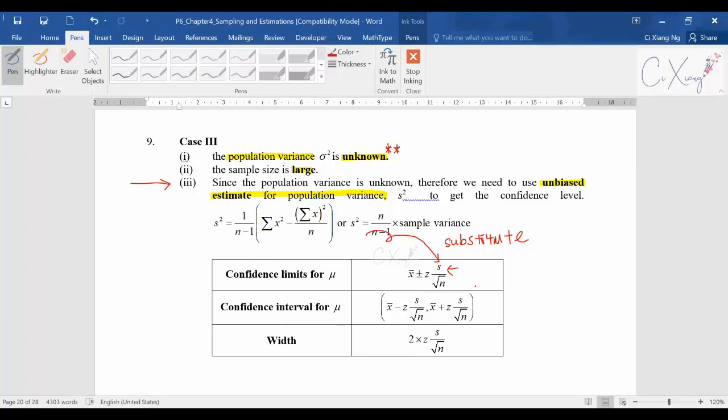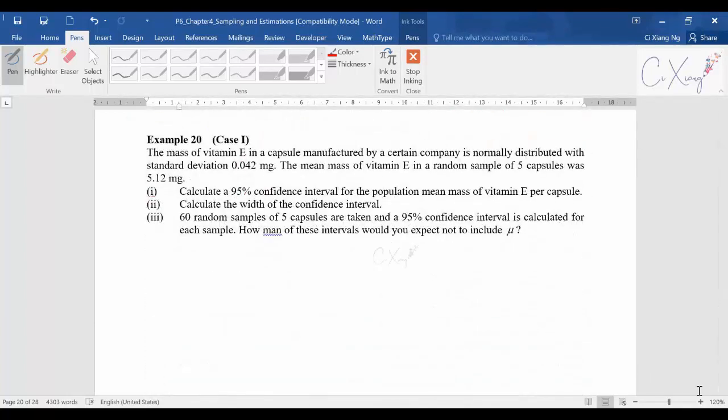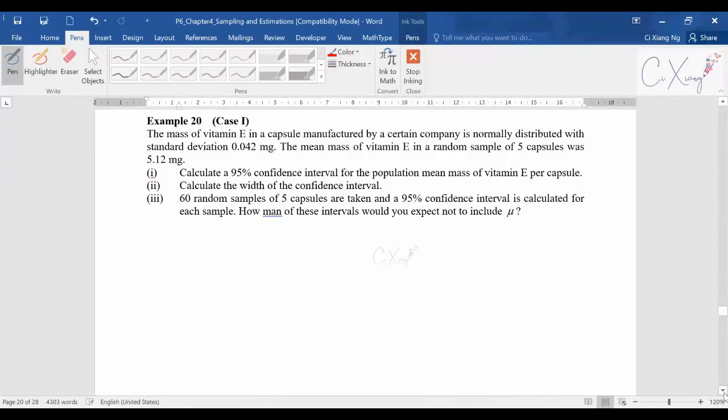So for now, maybe we can take some time to discuss some of the examples. At the same time, I will try to explain to you how I know which question belongs to which case. All right, so let's have a look at example 20. You can read through it first before you start.